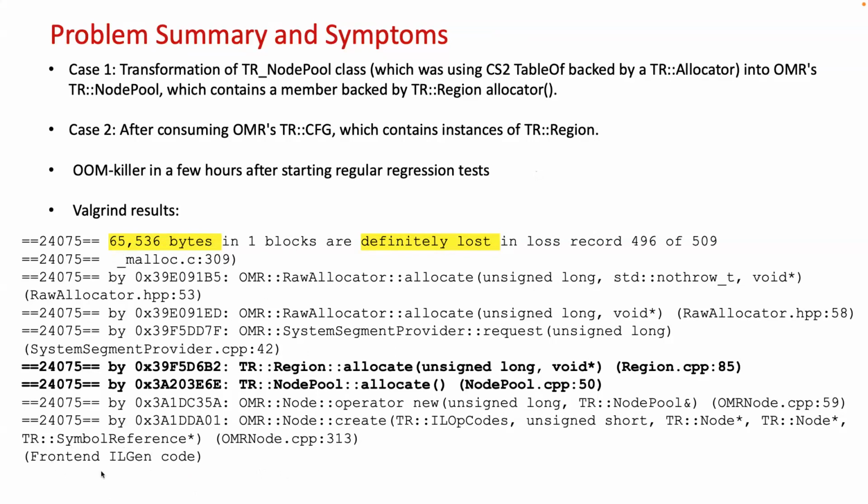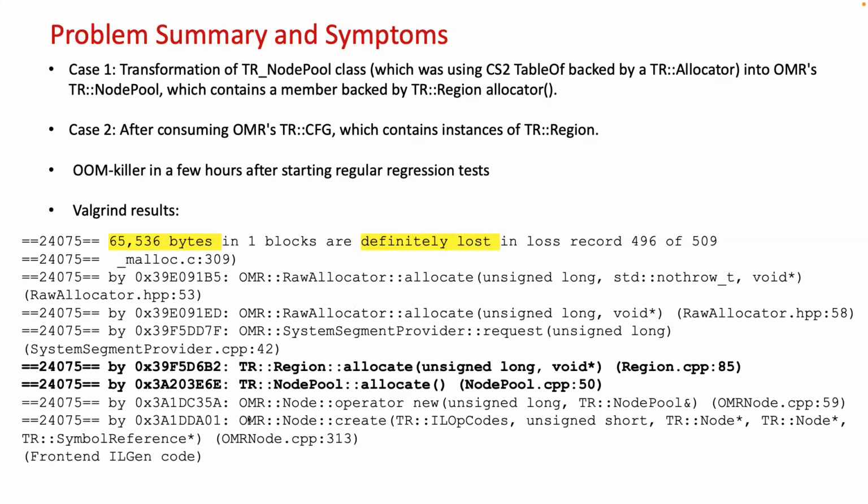Beneath this there would be some front end ILGen code that results in the creation of a node. In the process of creating that node, the NodePool is asked to allocate. This region is a member of that NodePool, which we'll look at in a little more detail shortly. That region then is asked to allocate segments that then follows down the chain of the segment provider. So we have the system segment provider that then asks the raw allocator to allocate, and finally what we end up with is a malloc.